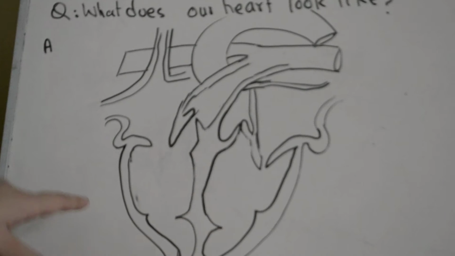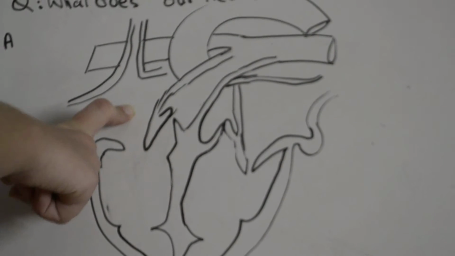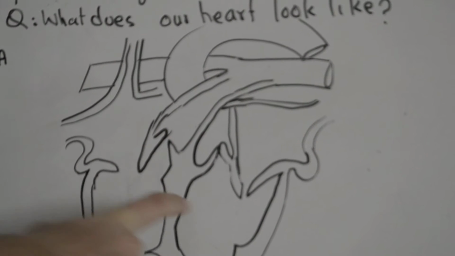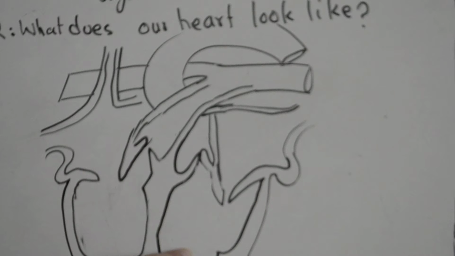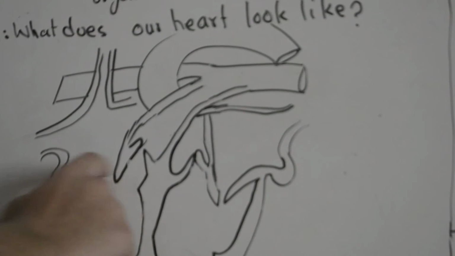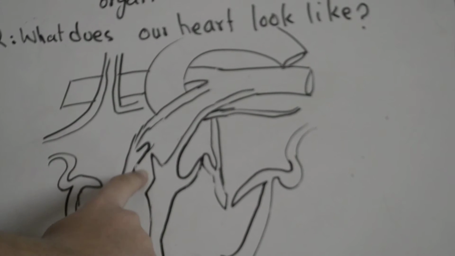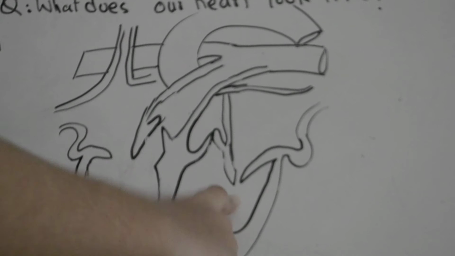So over here in our heart, the real diagram is like this. This is the right atrium, this is the right ventricle, this is the left atrium and the left ventricle. So over here, this is the tricuspid valve and the pulmonary valve. This is the aortic valve and the bicuspid or mitral valve.